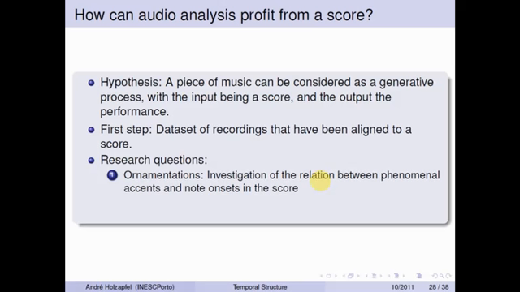Research questions related to that are, for example, the ornamentations. In this way, we can investigate also the relation between phenomenal accents, which means the accents we perceive, which also include all these ornamentations and whatever might be played or sung in a piece, and the actual note onset, which we see in the score.